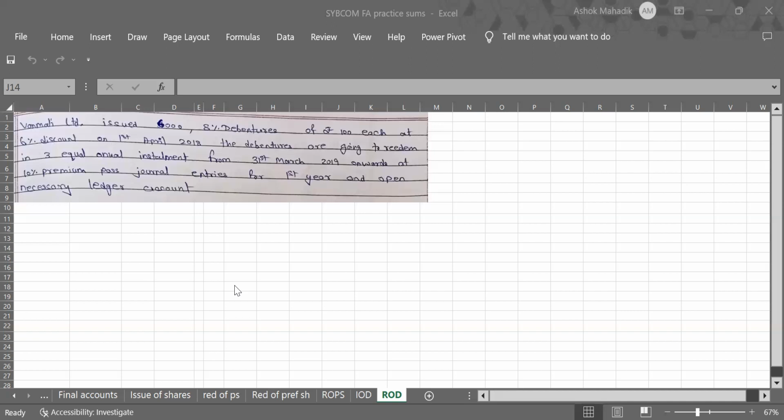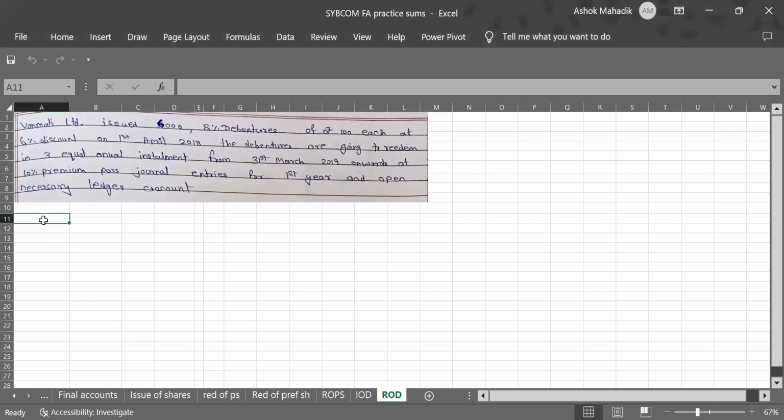Okay, so the company has issued 6,000 debentures of rupees 100 each. So what will be the face value? 6 lakhs, right? And this is sold to the general public at 6% discount. So the company has incurred a loss on issue of debentures. Let us write a summary about the question, which is very important. We'll be writing it date wise, so it will be useful in the calculation as well.